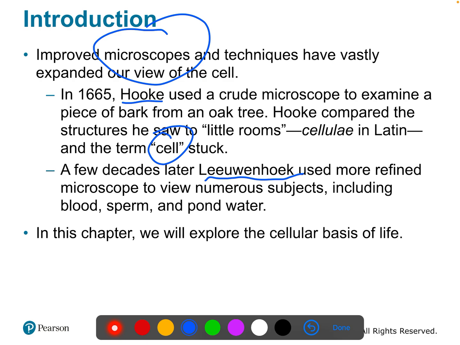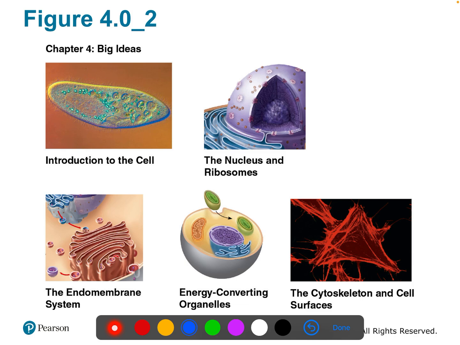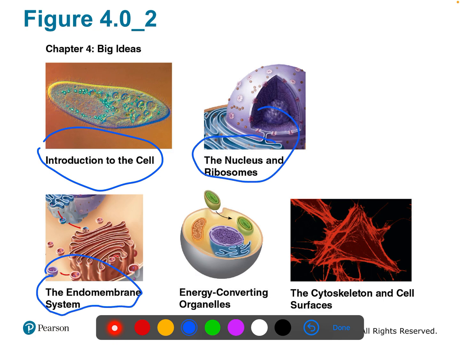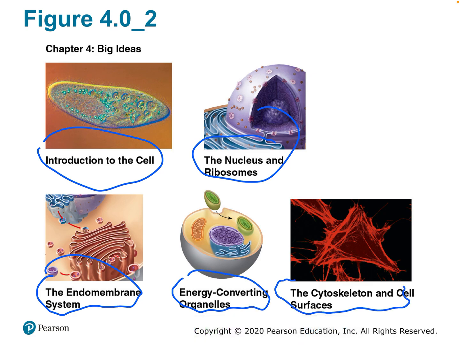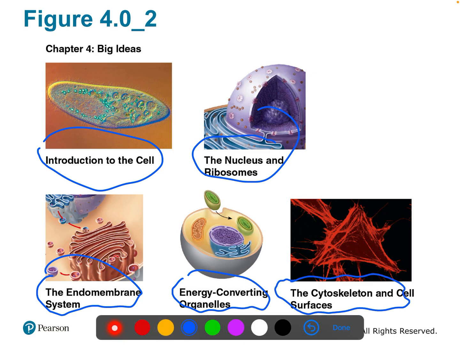And in this chapter, we'll explore the cellular basis of life. We have 5 big ideas we'll be looking at in this chapter. We'll do the introduction to the cell first, and we'll talk about the nucleus and ribosomes. Then we'll talk about the endomembrane system, energy converting organelles, and then finish up with the cytoskeleton. In our first part of the lesson here, we'll cover part 1 and part 2, and then our second video will cover parts 3, 4, and 5.